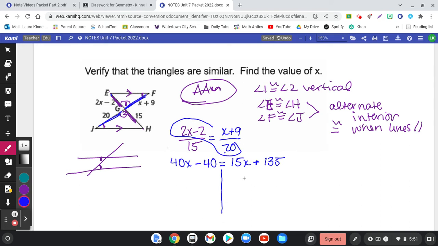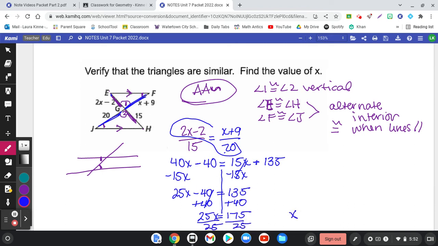All right, so we got to combine the x's. They're on different sides, so I'm going to bring that 15x over. Since it's positive, we'll subtract it. So we have 25x minus 40 equals 135. We'll add 40 to both sides. So 25x equals 175. And then we'll divide by 25. And we should get 7.